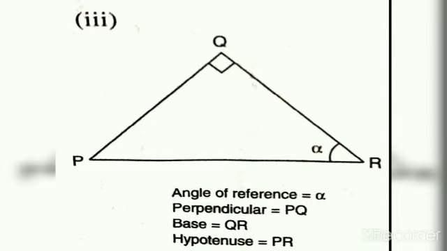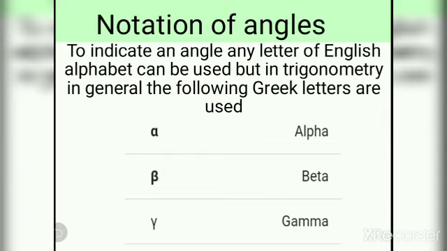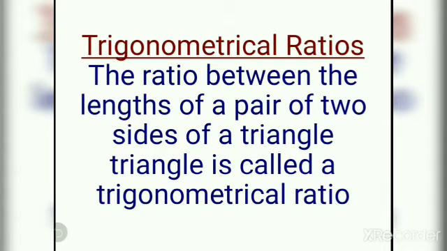Did you understand what is a perpendicular, base and hypotenuse of a right angle triangle? Next we will see the notation of angles. To indicate an angle, any letter of the English alphabet can be used, but in trigonometry in general the following Greek letters are used: alpha, beta and gamma. You have one more, that is pi, that can be written like this. We'll move on to the next one, trigonometrical ratios.